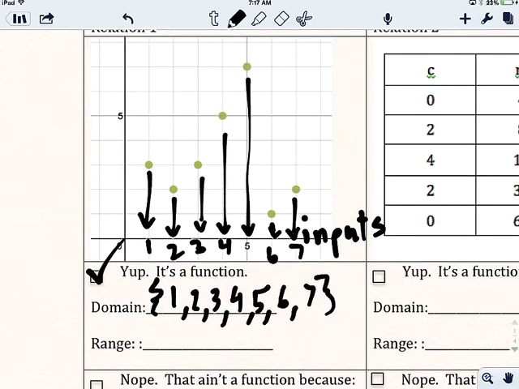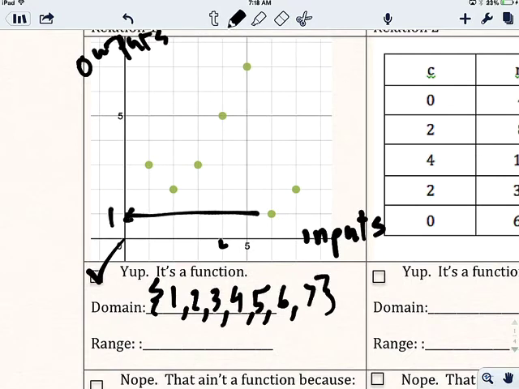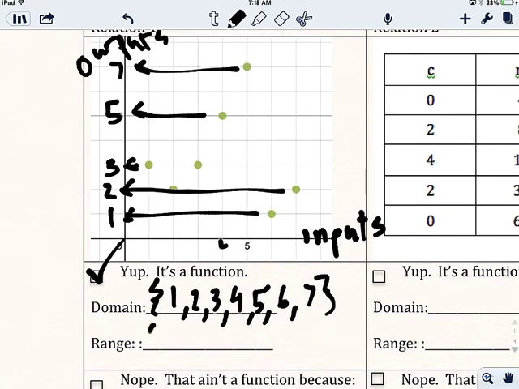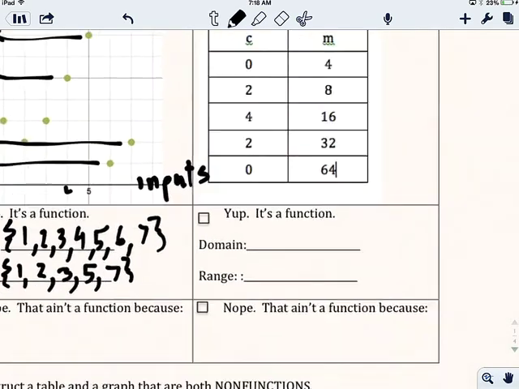The range is going to be the set of outputs, and that's the y-axis. So I'm going to go through, and I'll get rid of this stuff because it's just my work. To find the range, I'm going to notice that there's a point here, and that's at 1. There's 2 points here at 2, points at 3, no points at 4. There's a point at 5, and then a point at 7. And so I'll make that list: 1, 2, 3, 5, 7. Okay, so let's look at the second one.